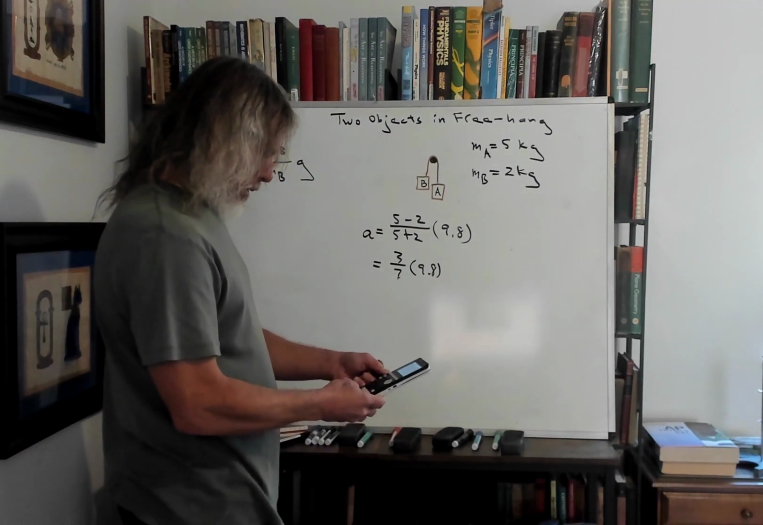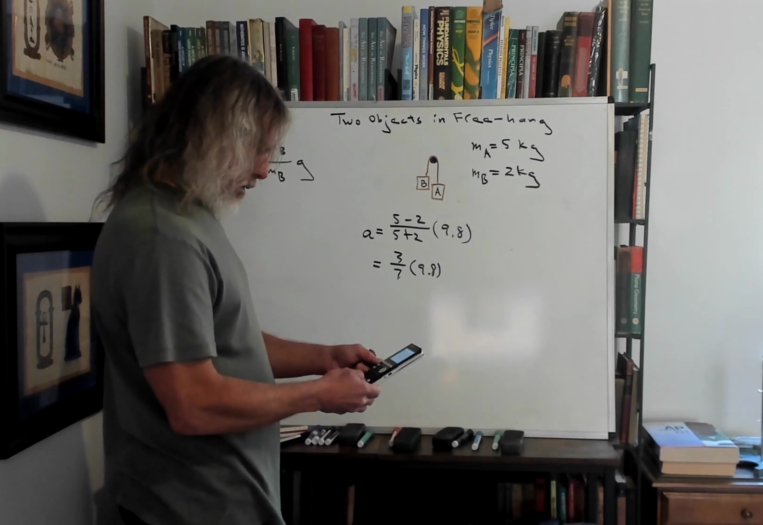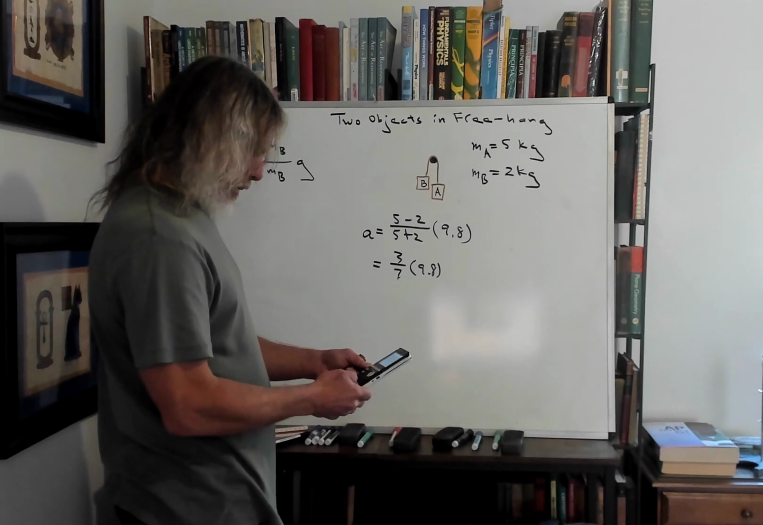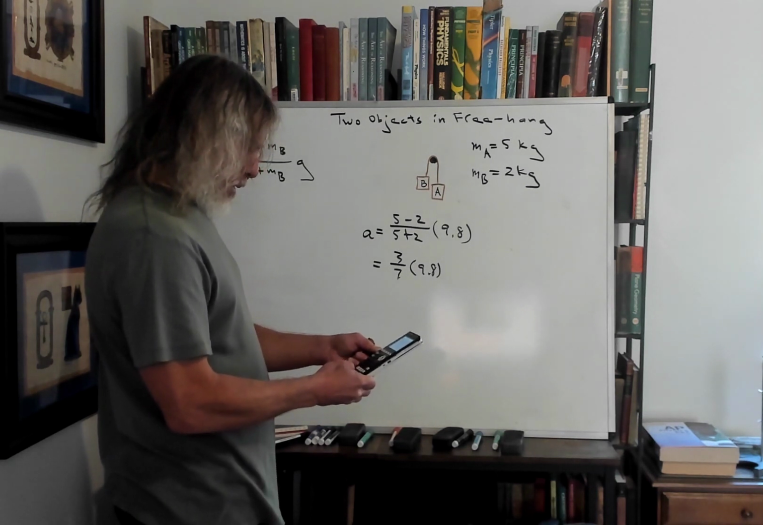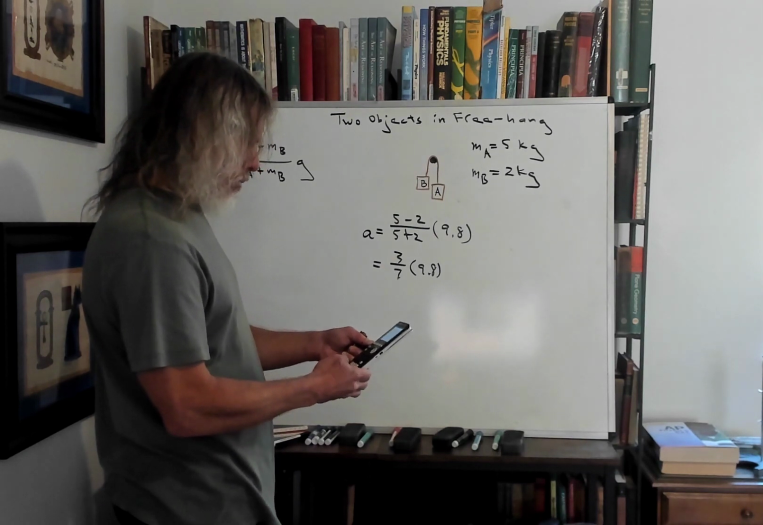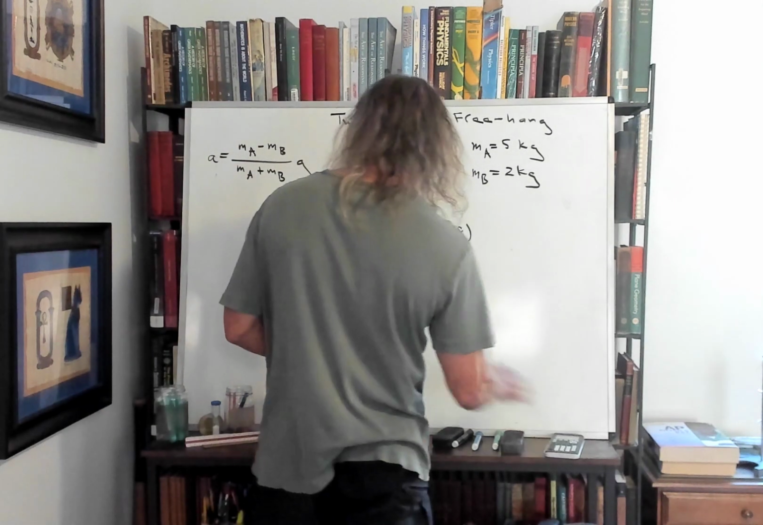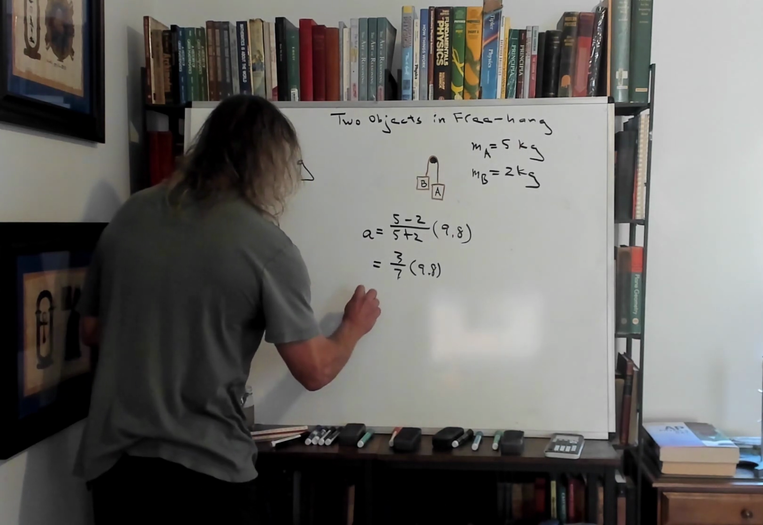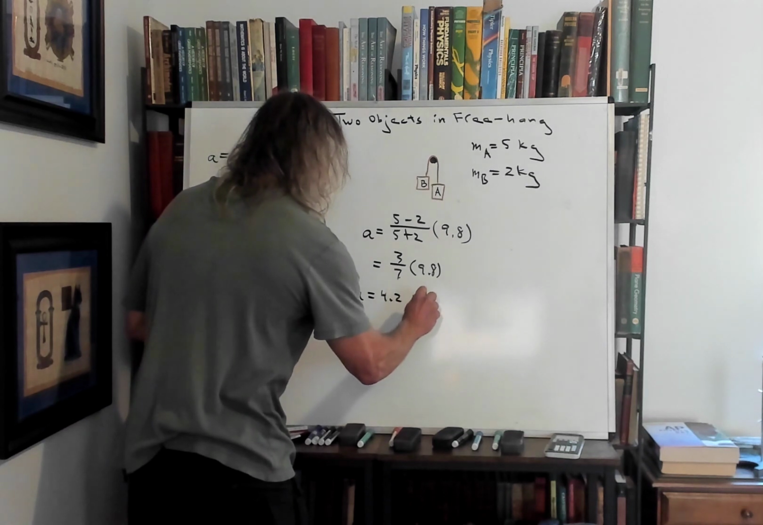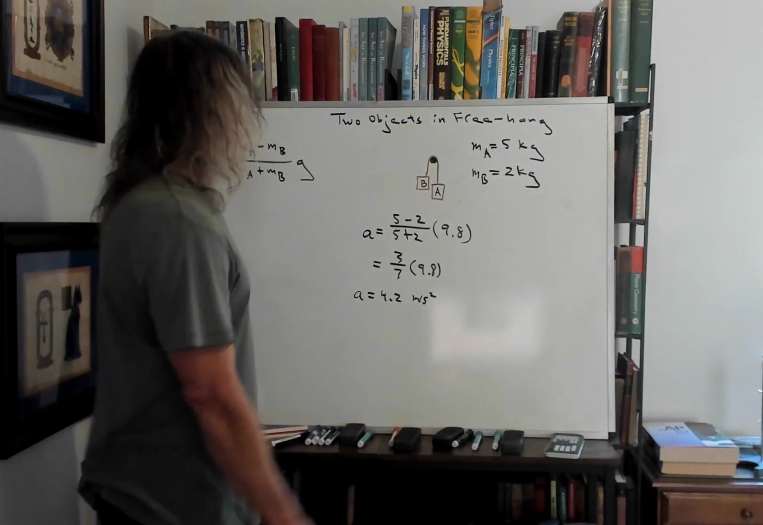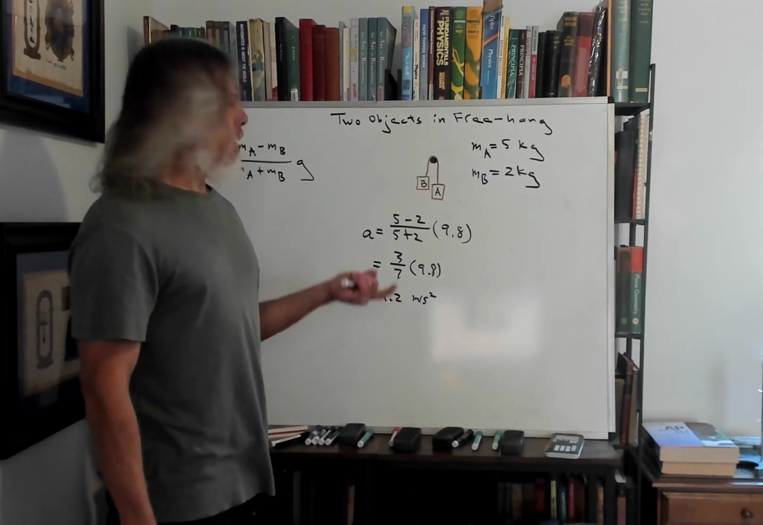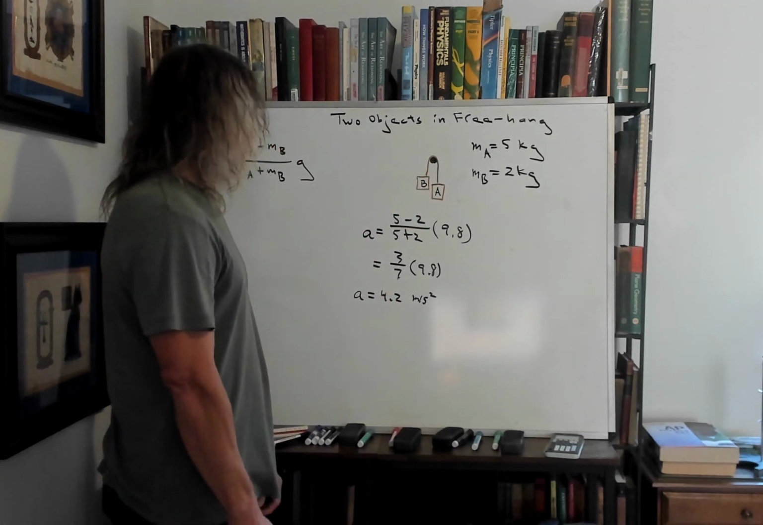So 3 divided by 7 times 9.8. 3 divided by 7 times 9.8 is 4.2 meters per second squared. And it's positive, so it'll be down this way, 'cause it's to the right. To the right would mean down for this one.